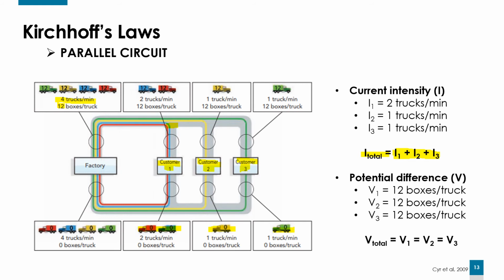What can I conclude? That my voltage is the same. I start with 12 boxes in each truck, and I finish with 0 boxes in each truck. So my potential difference was 12 for all the sequence. So V1 equals V2 equals V3. This example for trucks is exactly the same for current, but instead of number of trucks, I measure my current intensity in amperes. Instead of number of boxes, I have my voltage.